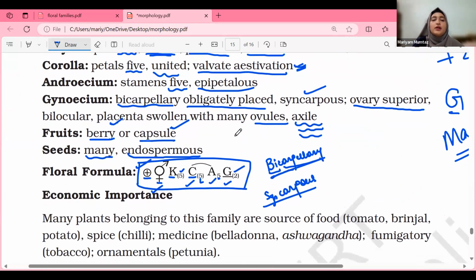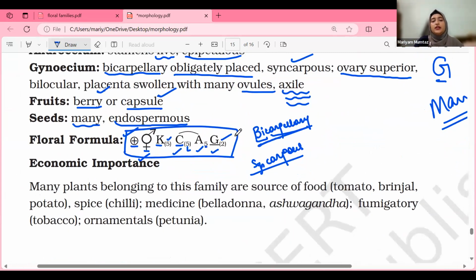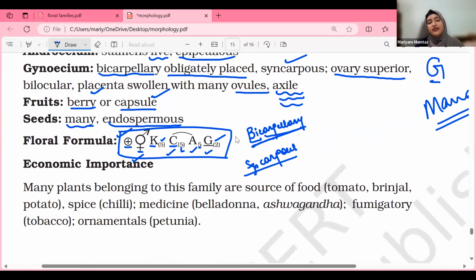Okay. Now let us talk about the economic importance. Now see, us humans are so selfish, we can exploit anything and everything. And especially when it comes to plants, we have used plants in so many ways. It is impossible to even record it. So why is it known as economic importance? Because with the usage of the members of the family Solanaceae, we can generate money. So many plants belonging to this family are a source of food, isn't it?